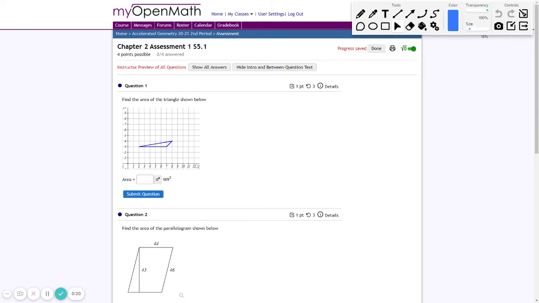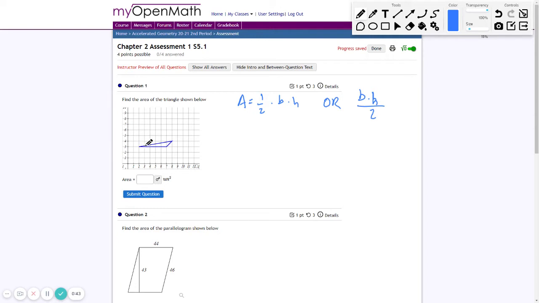So if we remember, for the area of a triangle, it's always going to be area is equal to 1/2 times base times height, or as some people like to write it, base times height divided by 2. Both ways work. It's the same thing. So we just first need to figure out what these measurements are. So looking at my triangle, I'm going to find the base first.